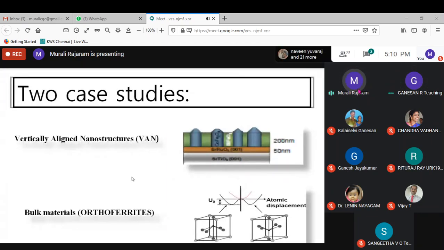Especially, I will concentrate our results on a special class of materials called orthoferrites. Why these orthoferrites are important, what we have done already, and what more we can do on these kinds of materials. If time permits, I will spend some time on this class of materials.